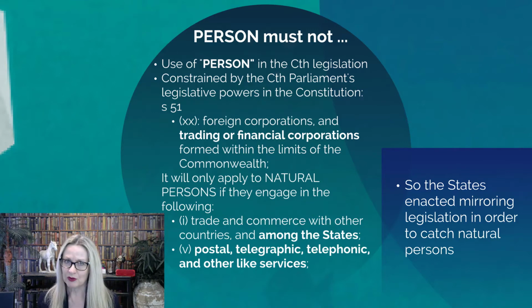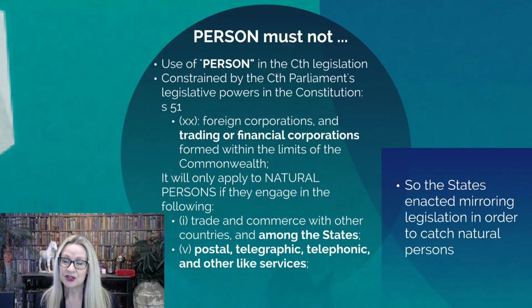So because the Commonwealth's power is constrained in this way, the legislation was drafted to rely principally on Section 51 sub 20, it's a little Roman 20, 2 X's, and that head of legislative power relates to foreign corporations, and here's the big ticket one, trading or financial corporations formed within the limits of the Commonwealth. So as this legislation was first drafted, it was mainly aimed squarely at companies, okay? Regulation of naughty companies misleading consumers. That was the original intent.